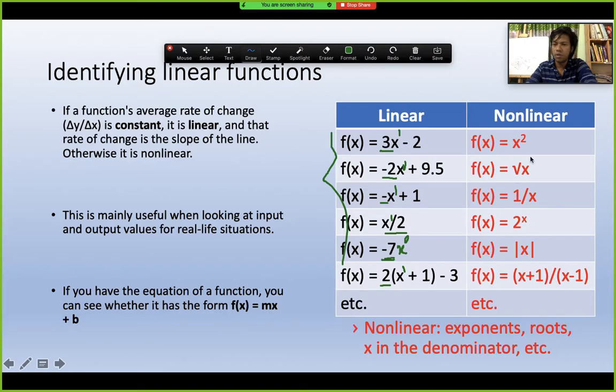Then see which one is non-linear. The power of x is not 1, this is 2. This is root x. Root x means power of x is 1 by 2. Root means x to the power 1 by 2. Then 1 by x. 1 by x means x to the power -1. Then this is x in the exponent. Okay, this x is in the power. Then modulus of x. x plus 1 divided by x minus 1. This is in the denominator. Okay. So that's why we are saying that nonlinear means exponents, roots, x in the denominator. These are the symptoms of a nonlinear function.